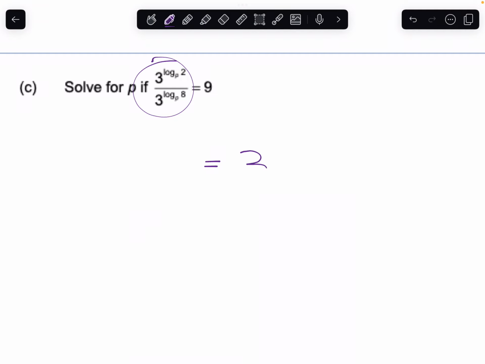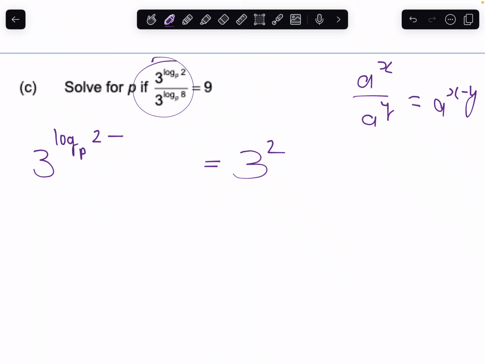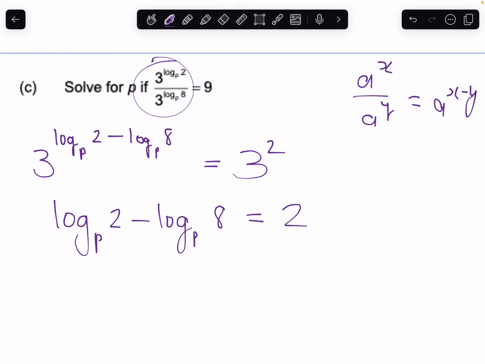Let's start with the easy side. 9 is the same as 3 squared. And for the left-hand side, we can use our division rule that says a to the x divided by a to the y is the same as a to the x minus y. So this is 3 to the power of log base p of 2 minus log base p of 8. Now we've made our bases the same, which means we can just look at the exponents. So log base p of 2 minus log base p of 8 must be equal to 2.